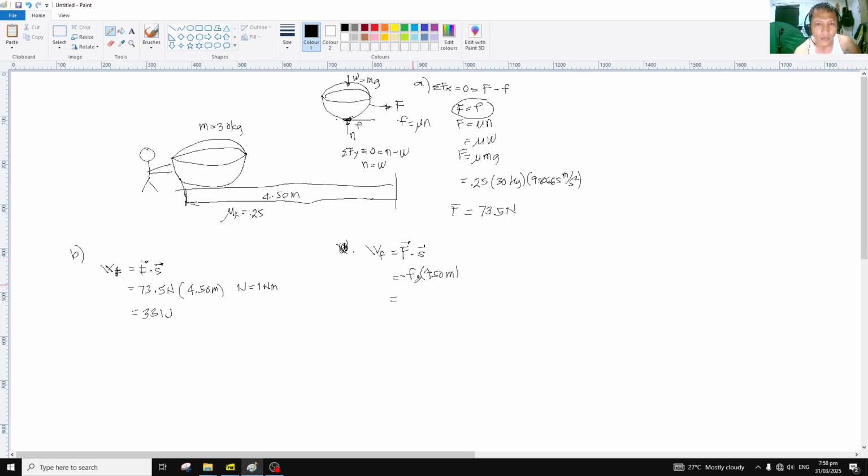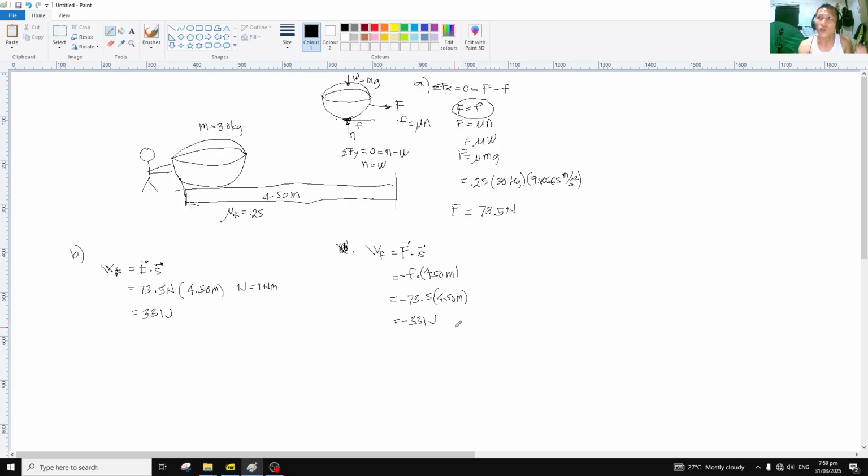So negative F. So again, frictional force is mu mg. So amo na yun nga 73.5. So ibubutang ta lang 73.5 times 4.50 meters. And the answer for your frictional work would be a negative 331 joule. Okay? Your work is a scalar quantity. Yung negative niya is negative work, opposite to the displacement.